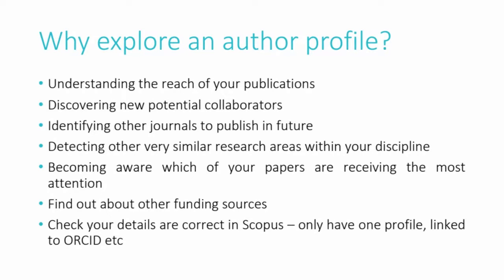It can also help you identify other journals that you might want to publish in the future. If you are searching for other researchers in your area, you can start to have a look at which journals they are publishing in, or also which research areas they are publishing in. It might help you to identify other similar research areas within your discipline that you may not be aware of or may not be that familiar with, and you can start to analyse where researchers are publishing and which research areas they are working in.